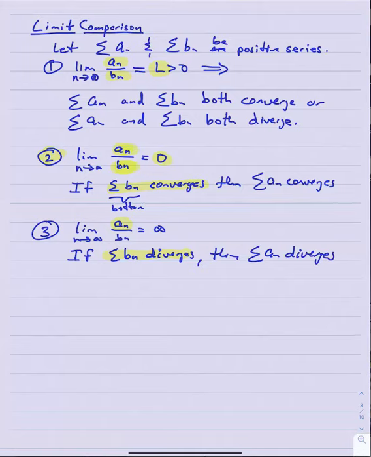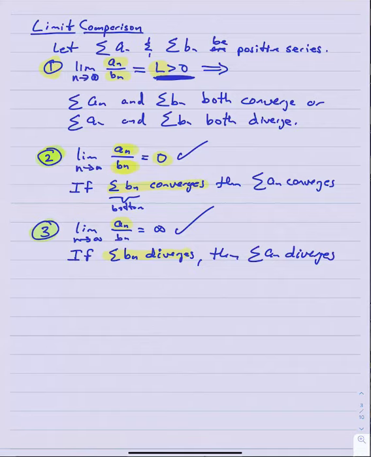Okay, so these are the three cases, and again, case one is the one that's mentioned in your book, and I'm adding these two refinements, which are useful ones, because it does give you an interpretation of this limit if it's 0 or it's infinity. The one in your book only gives you an interpretation where that limit is a positive constant.